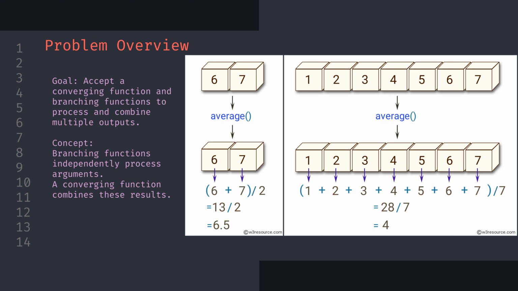The problem involves using multiple branching functions to process inputs separately and a converging function to combine their results. For example, we can calculate the sum and length of an array, and then use these to compute the average.